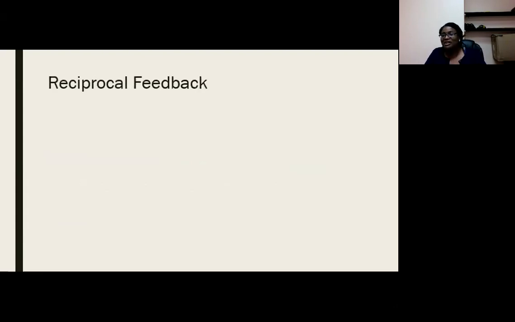When we talk about reciprocal feedback, what I want you to do is take 20 seconds and think about a time where someone told you something constructive. Think about a time when someone told you something constructive, whether it was at a job or on a paper you did in grad school, or you read some student evaluations of your work. Think about a time when someone told you something that was constructive.